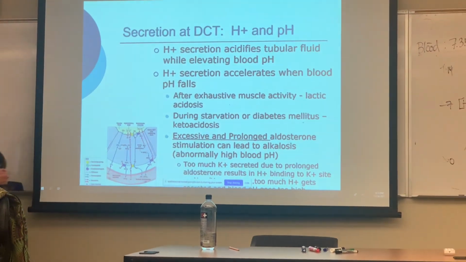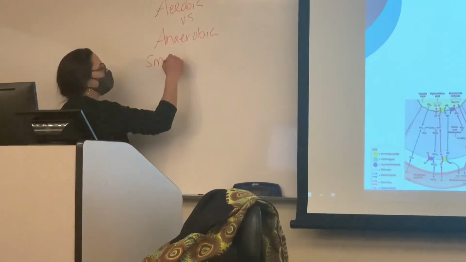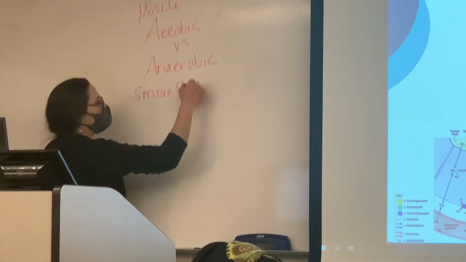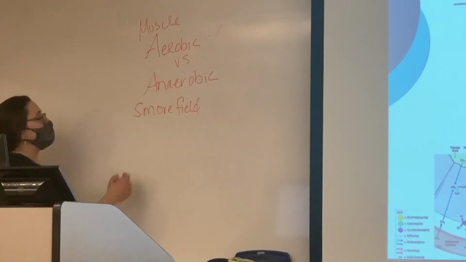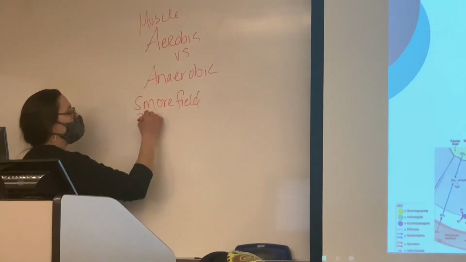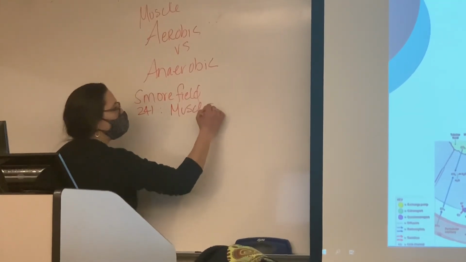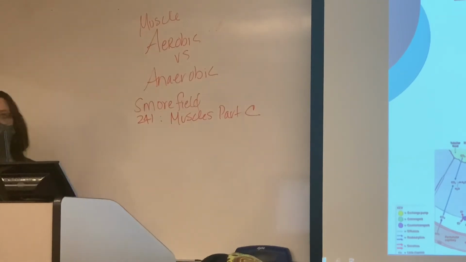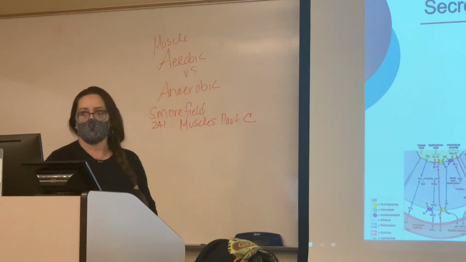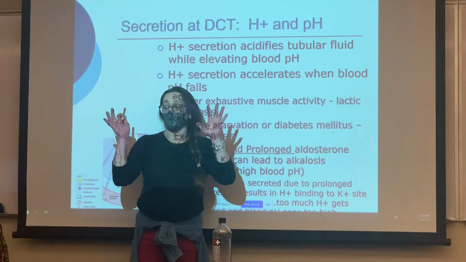If you just Google S-Morphield, the very first link that pops up is my old Google website. If you look under 241 and go to muscles, part C, there'll be a couple slides that explain that very easily, okay? It may not be a bad idea to do that if you're totally like, I don't remember any of that stuff.